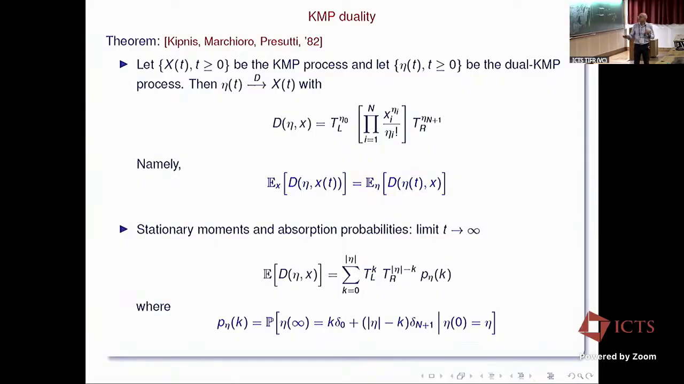In particular, the consequence when you take t to infinity is that the expectation of these moments with this coefficient is a polynomial in the parameters T left and T right of the model, where the coefficients are precisely the absorption probabilities. You start with eta particles at time 0, and you want k of them absorbed in the extra site 0, and the remaining ones absorbed in the extra site n plus 1. So the task is to compute those probabilities.